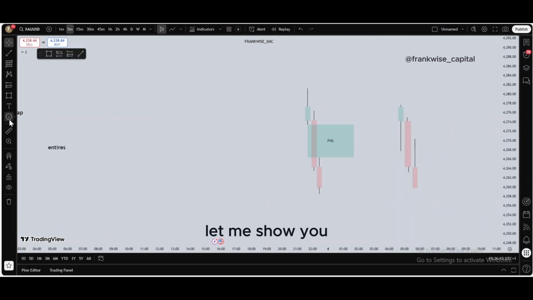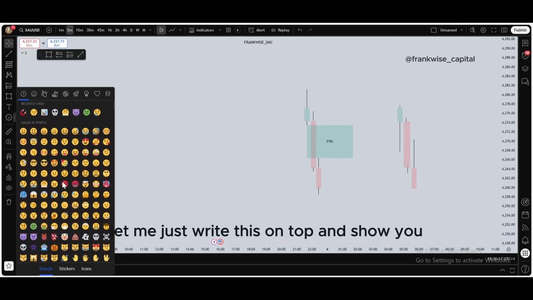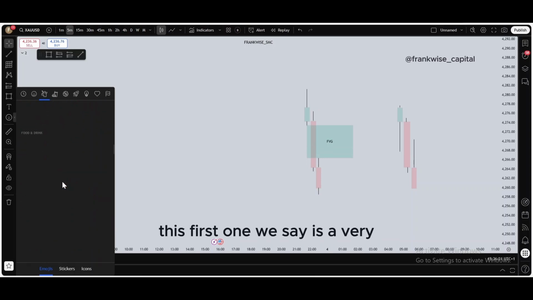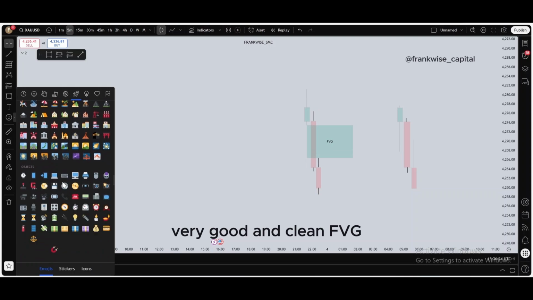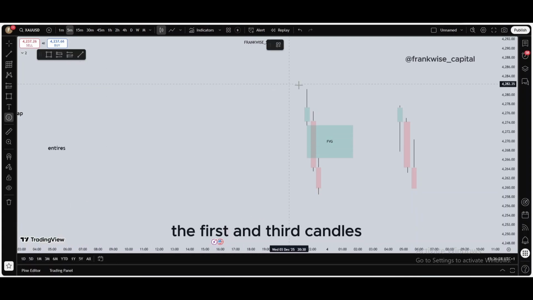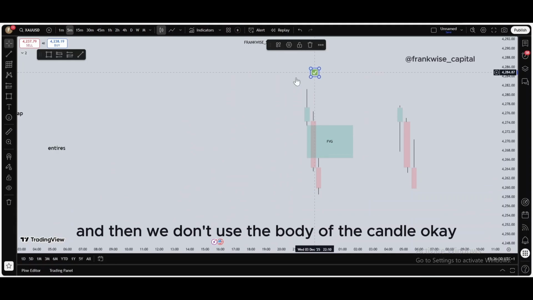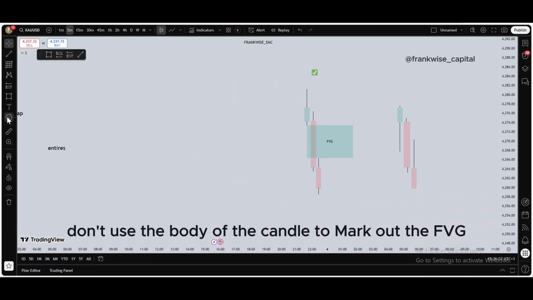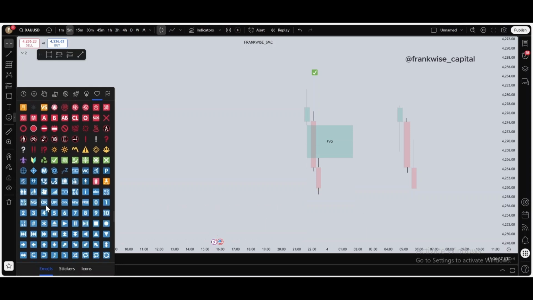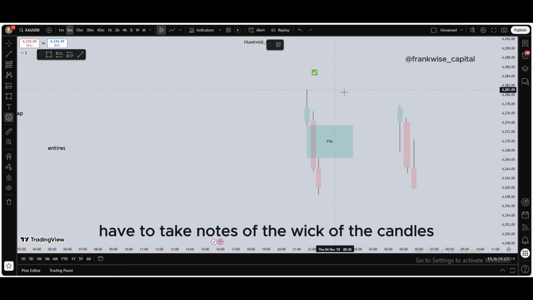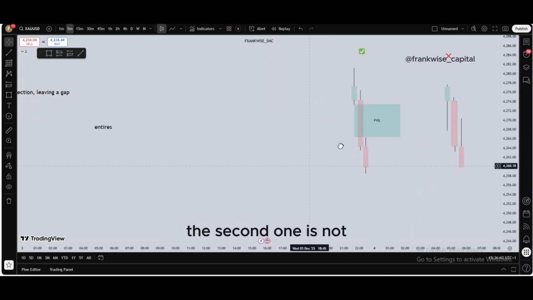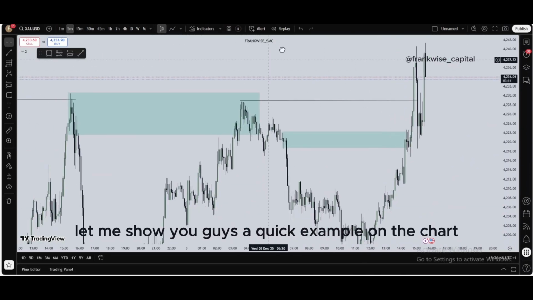Now let me show you. Let me just write this on top and differentiate both of them. This first one we said is a very good and clean FVG, because there is a gap in between the first and third candles, and we don't use the body of the candle to mark out the FVG. You have to use the wick of the candle. You have to take note of the wick of the candles. So the first one is a good one, the second one is not. Let me show you guys a quick example on the chart.